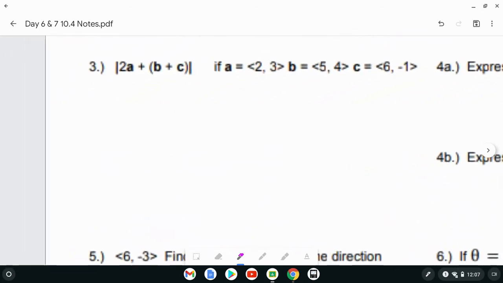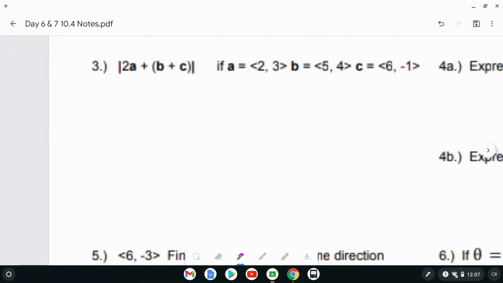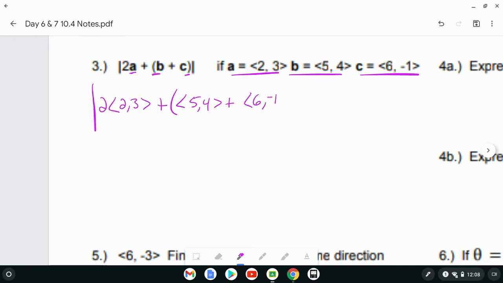Number 3, we're going to do some vector addition and scalar multiplication. So again, you're just applying A, B, and C, those vectors in that key right there. So we're going to do 2 times A. We're finding the magnitude of all this, by the way, at the end. So let's do 2 times 2 comma 3. That's our vector A. Plus, and then in parentheses, just like we treat our normal expressions, we want to do inside the parentheses first. So we have vector B, which is 5 comma 4, plus vector C, which is 6 comma negative 1.